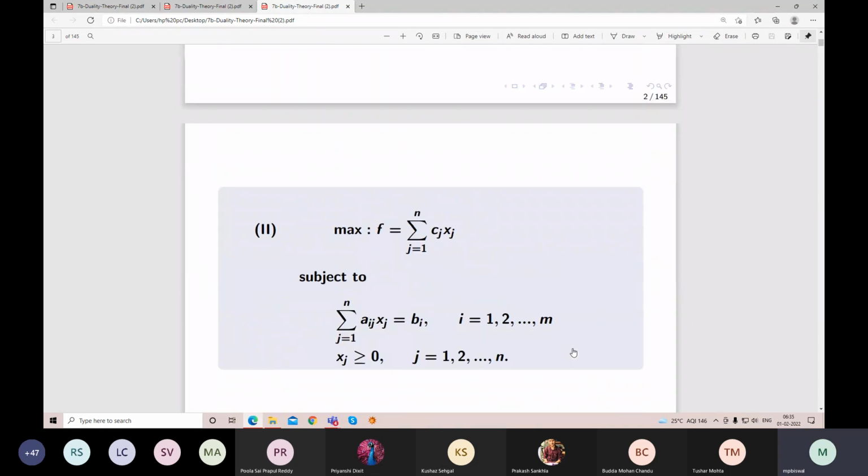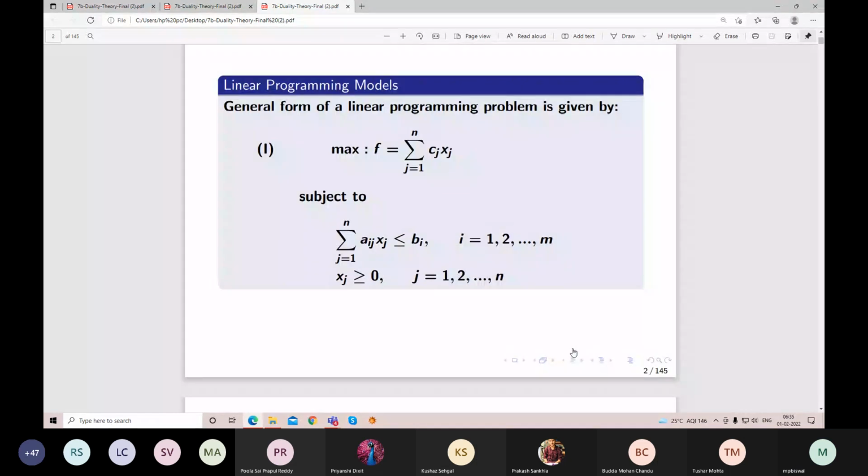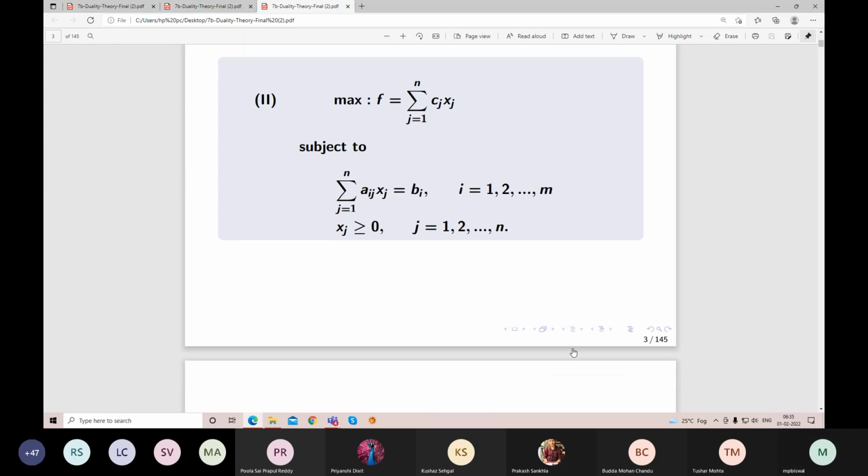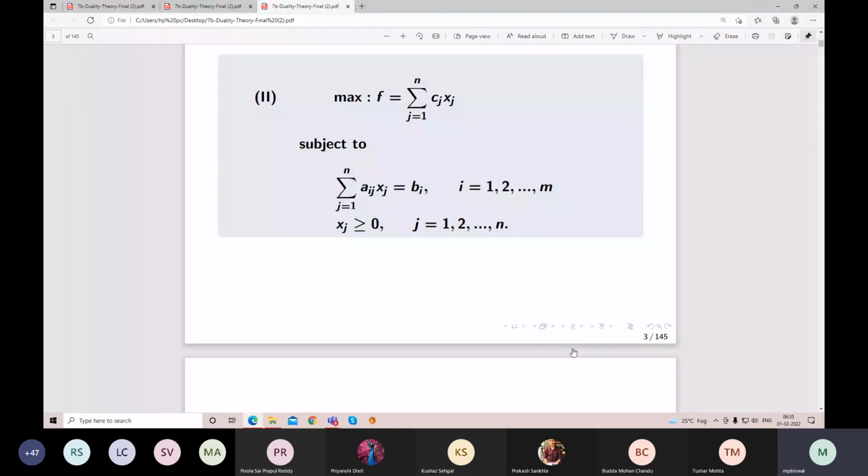So in the first model, objective function is maximization type. Constraints are all less than or equal type, and decision variables are non-negative. In the second model, objective function is maximization type. Constraints are equality type, and decision variables are non-negative.